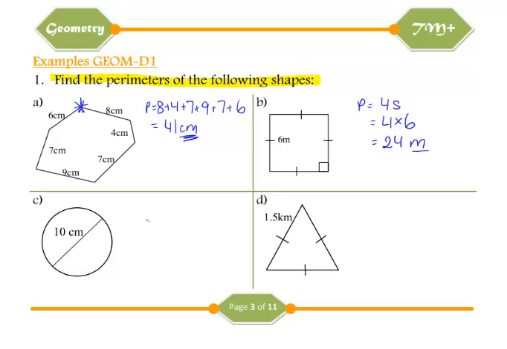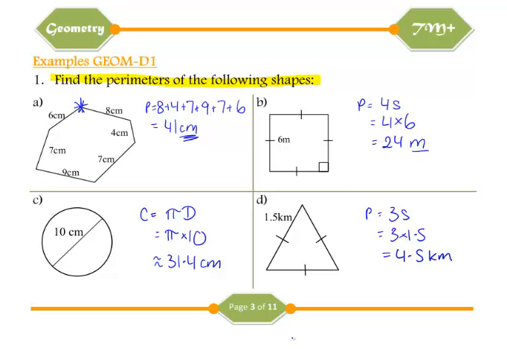Circle, where we have the diameter, so circumference is pi d, so that's pi times 10. Use the pi button on your calculator to work this out. It's approximately 31.4 and it's centimetres. Here we have an equilateral triangle, so the perimeter is going to be 3 lots of the sides, which is 3 lots of 1.5, which is 4.5, and we're dealing with kilometres.